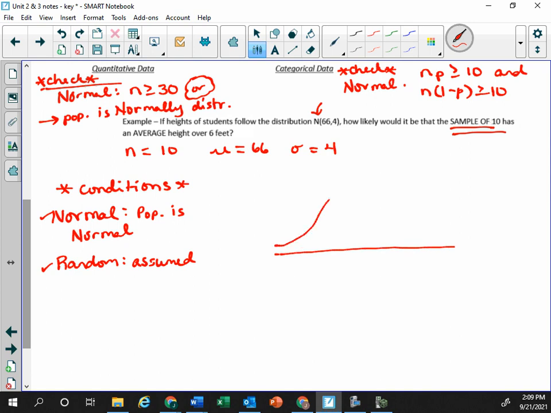Okay, let's draw a picture of what we're talking about, what we're trying to figure out. So we have a lovely normal distribution centered at 66. And we're talking about our sample of 10 having an average height over 6 feet, so that's 72 inches and up. So again, I'm looking for the area of that shaded part. We have a little more work to do than when we just had a sample size of 1, though.